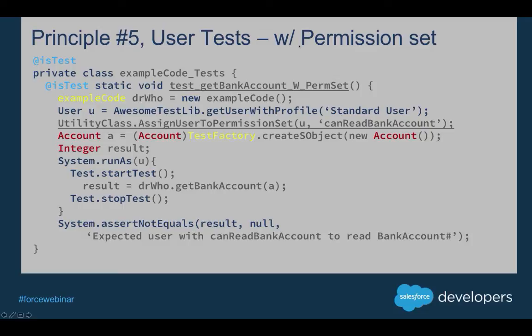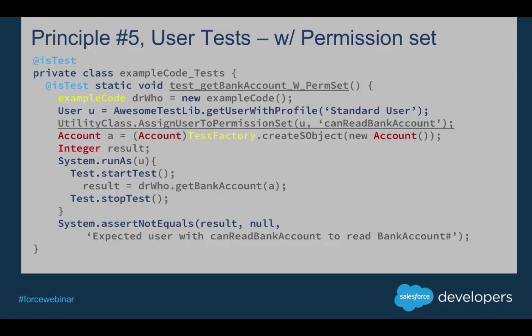We'll go into a little bit more about how the utility class portions of this work in a little bit, but the idea here is you write a method that you can reuse over and over again within your tests to assign users to a given permission set. Now, when you run that as a System.runAs, the permission set will be applied, and in this situation, we're again asserting not equals, that the result is not null, because we expect users who have CanReadBankAccount to be able to read the bank account.